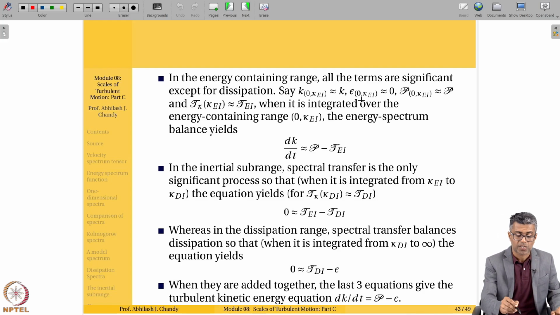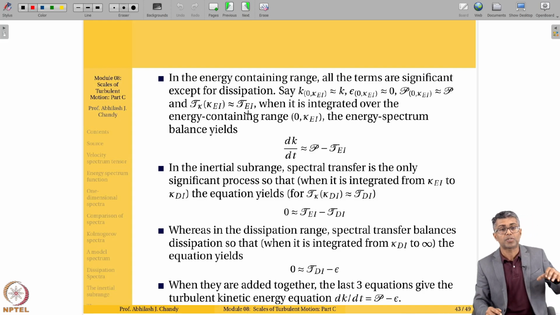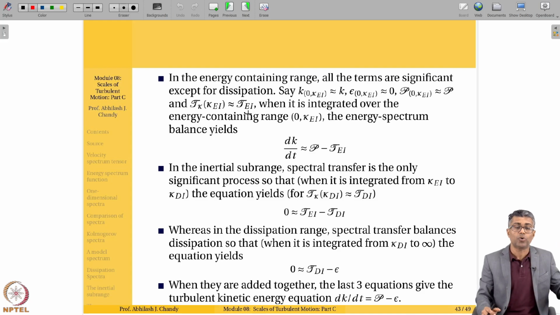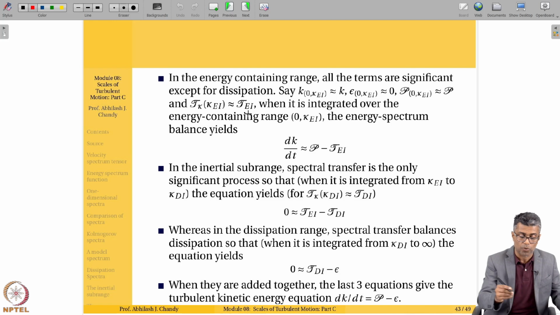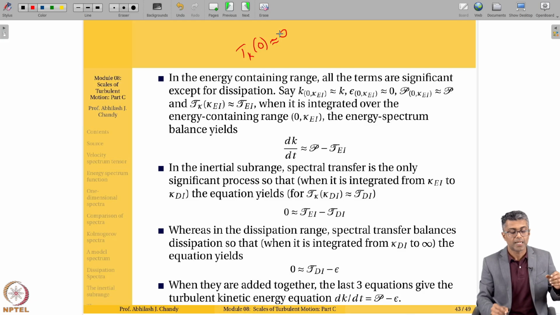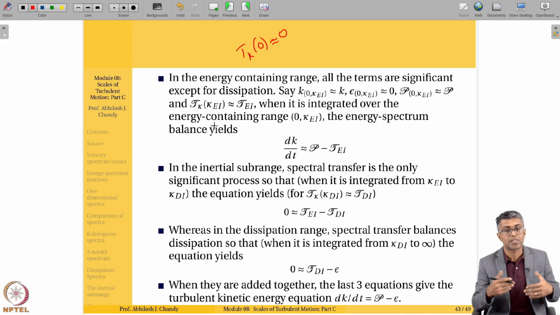The transfer itself at kappa EI would be equal to TEI. Why? Because in that range, T at 0 is 0, isn't it? T kappa at 0 is 0. T kappa at 0 is approximately 0, which means T kappa at kappa EI is TEI.